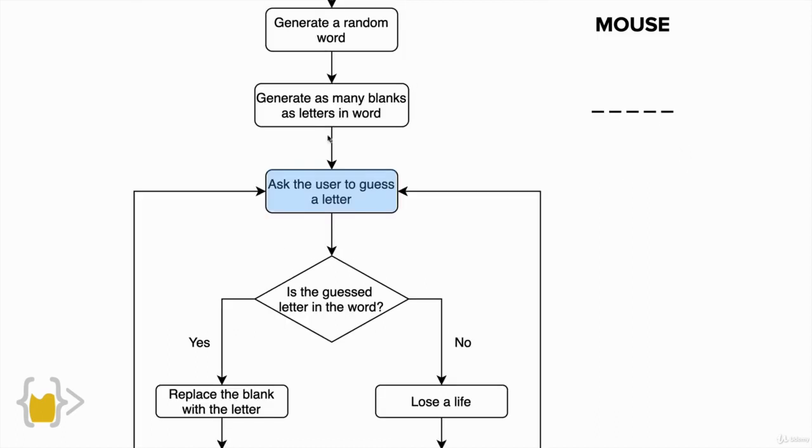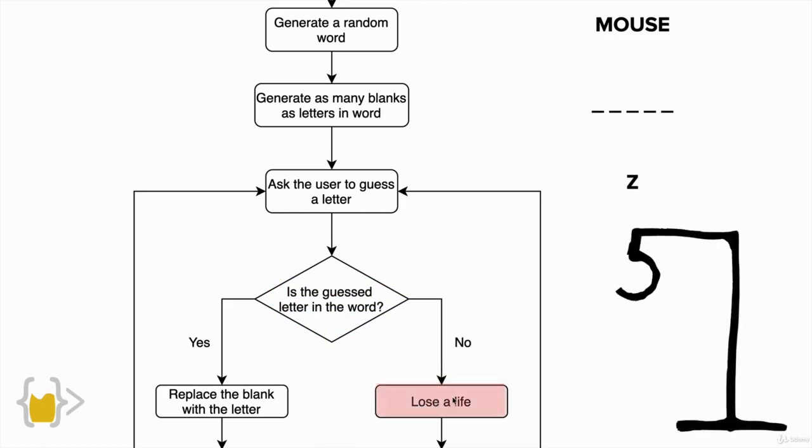Now, if we go back to the part where we asked the user to guess a letter, and they guessed a letter, say the letter Z, which doesn't actually exist in this word mouse, well then in this case we go down this right path to answer no, and the user loses a life, which means we start drawing out our hangman figure.